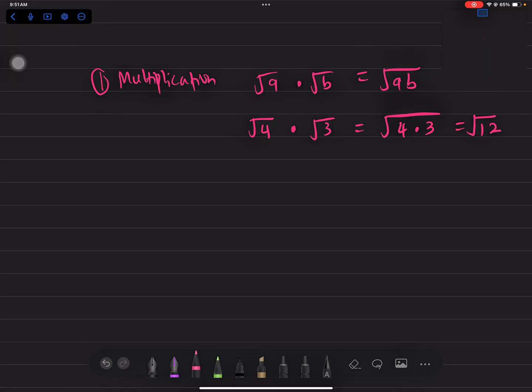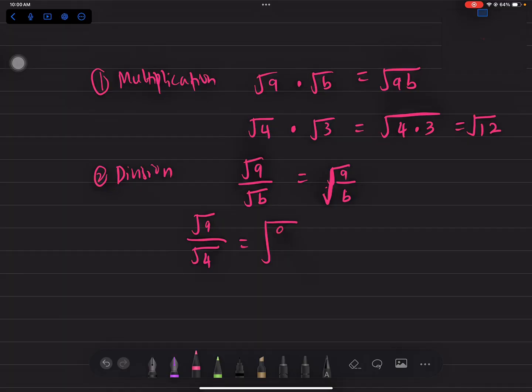So property 2, division. We have √A over √B, which is a big √(A over B). So if we divide one square root by another, we can put them under one square root, or we can split them. For example, if you have √9 divided by √4, you can make a big √(9 divided by 4).